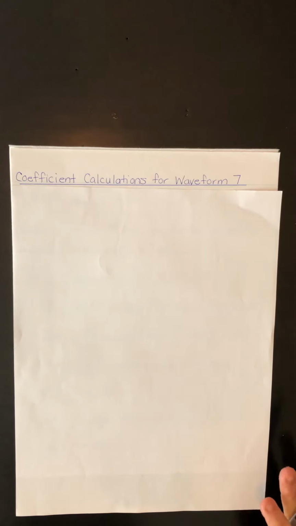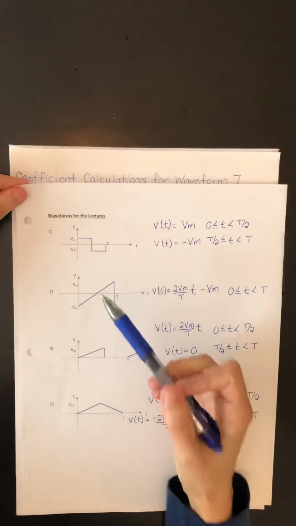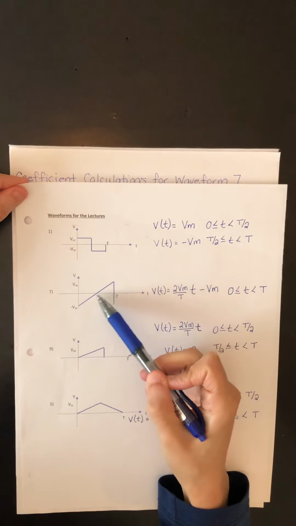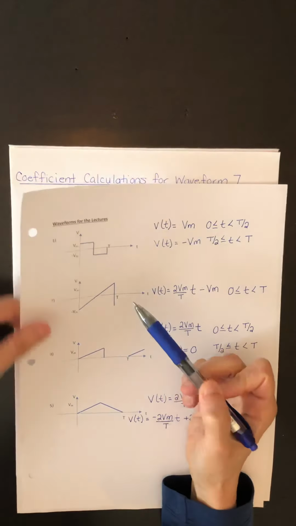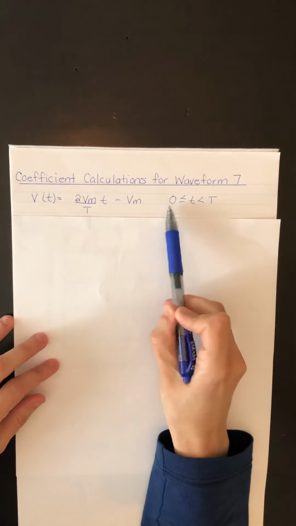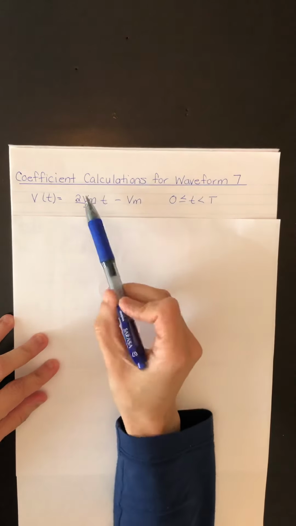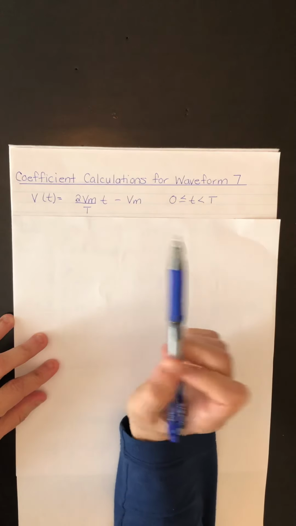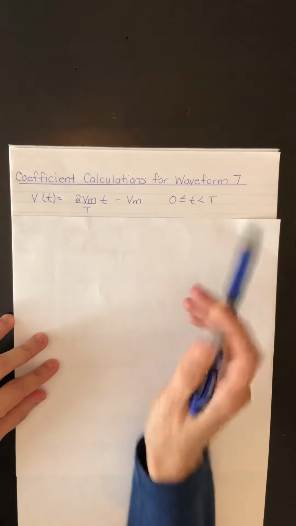Hi class, today we're going to look at developing the Fourier series for waveform 7. Waveform 7 was represented by one single continuous straight line for the whole period. So this meant that we did not have to split up our time domain. We had one straight line equation. The slope was 2Vmax over T, and it crossed the vertical axis at negative Vmax.